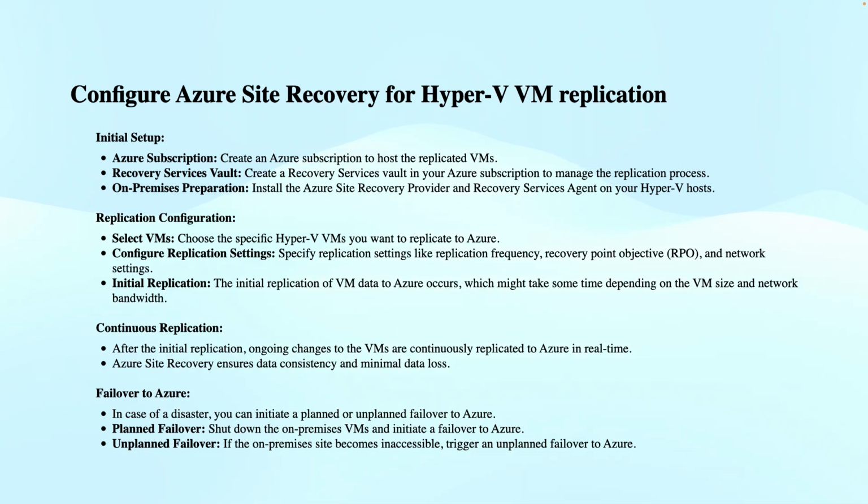When it comes to the failover to the Azure, in case of any disaster, you can initiate it in two different ways. Number 1, it is planned failover. If you have time and you can manage to shut down your on-premises servers, the virtual machines, and you initiate the failover in a planned manner, you avoid the possibilities of any data loss. Whereas if the on-premises infrastructure or the site becomes inaccessible, you can trigger the unplanned failover to fail over your workloads to the Azure cloud.